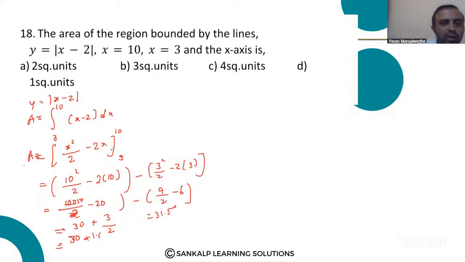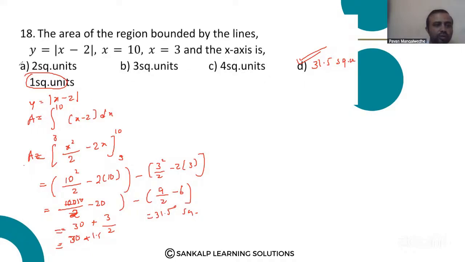31.5 square units. None of the answers are given here, so probably the options might be wrong. You can write it down: Option D as 31.5 square units. We change the answer and mark it as 31.5, because with respect to both methods, when we tested, it is given only 31.5. So none of the options are right here. Make option D 31.5 square units.